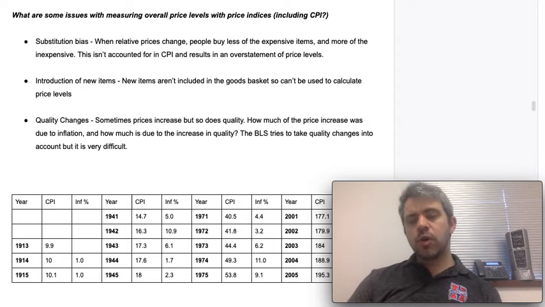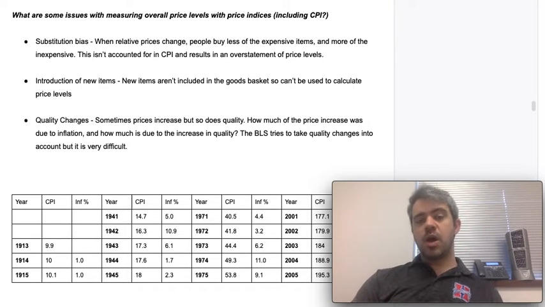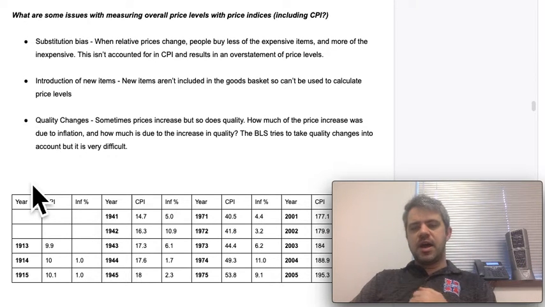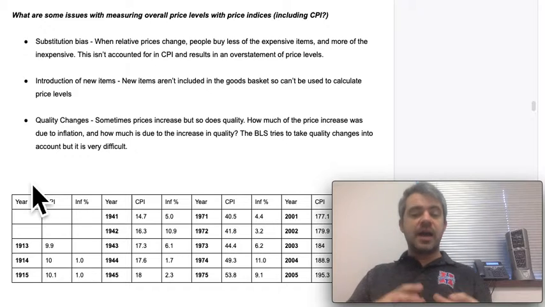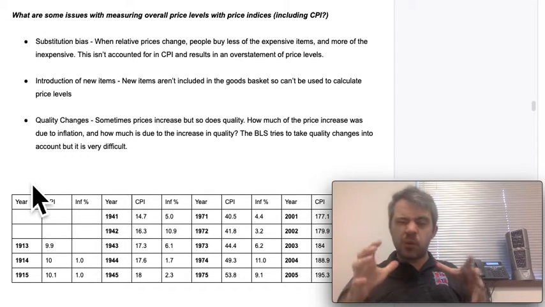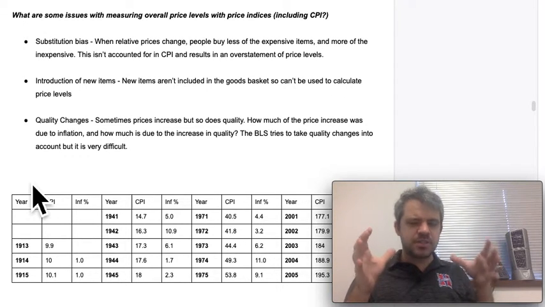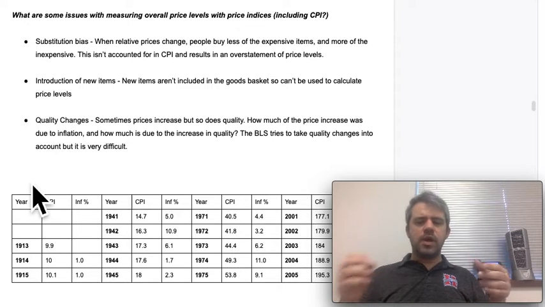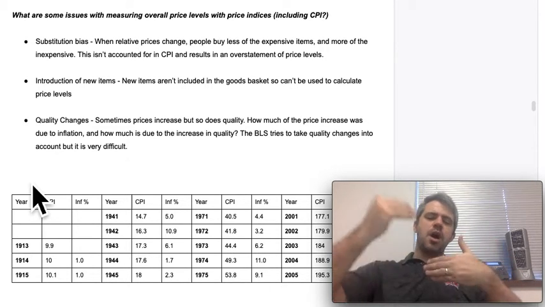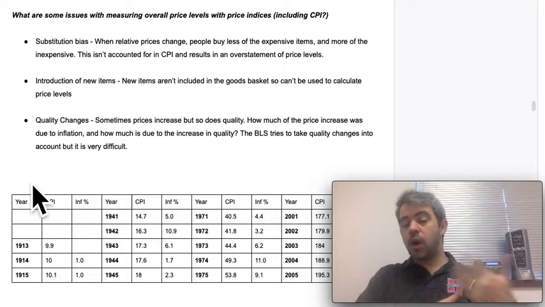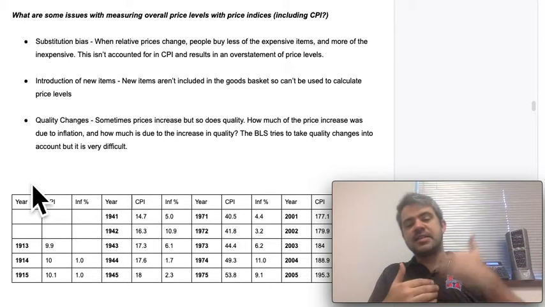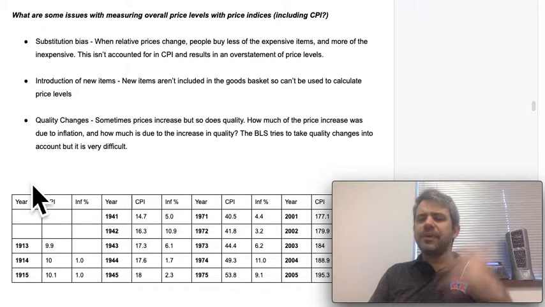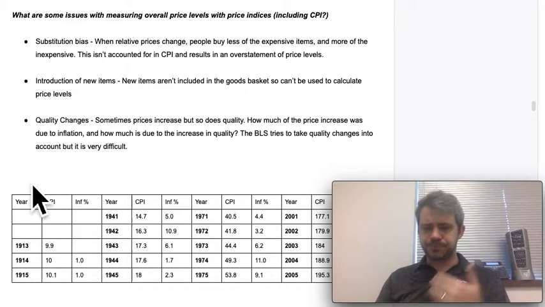All right, real quick, I want to talk about some issues with measuring overall price levels. So we talked about earlier when we calculate CPI, we have this basket that we keep stable. We have to look at the same goods over a period of time because the only thing we want to change is the prices, because that's what we're measuring, the change in prices. But this is going to lead to some problems.